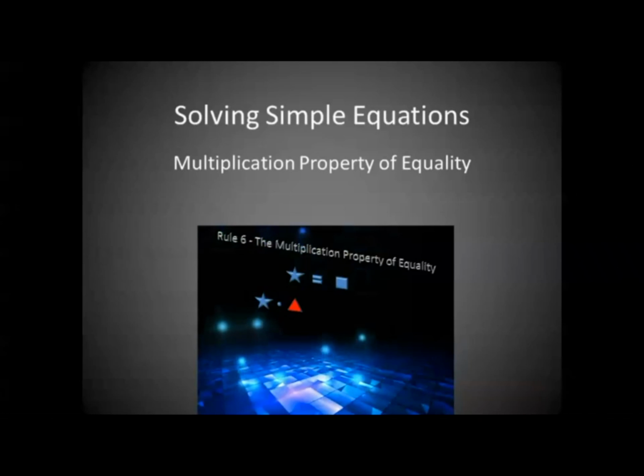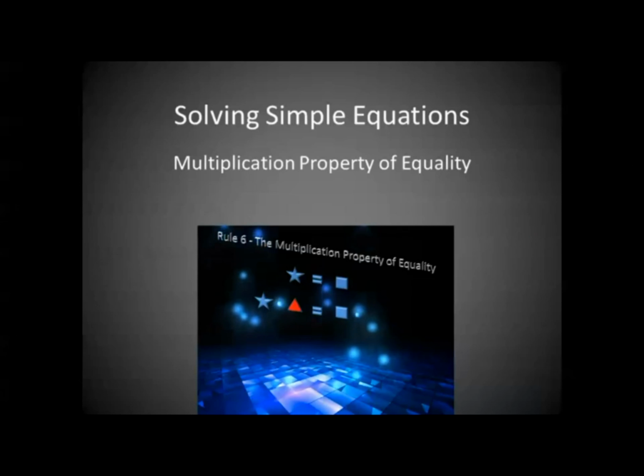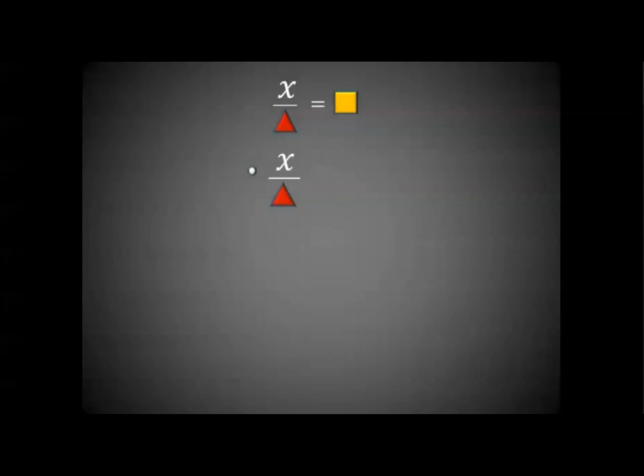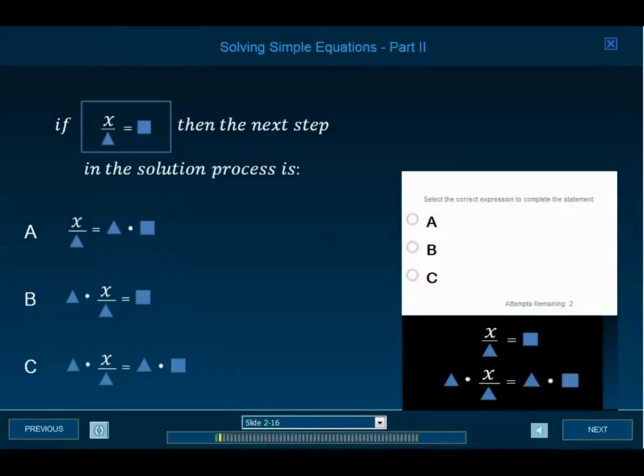In this section, we're going to see how we can solve simple equations using the multiplicative property of equality to multiply by the triangle expression. Our multiplication property of equality says that we must remember to multiply the left-hand side of the equation by the same expression in order to still have a true statement. If we are at this point in the solution pattern, then the next step in the solution process is which of the following?